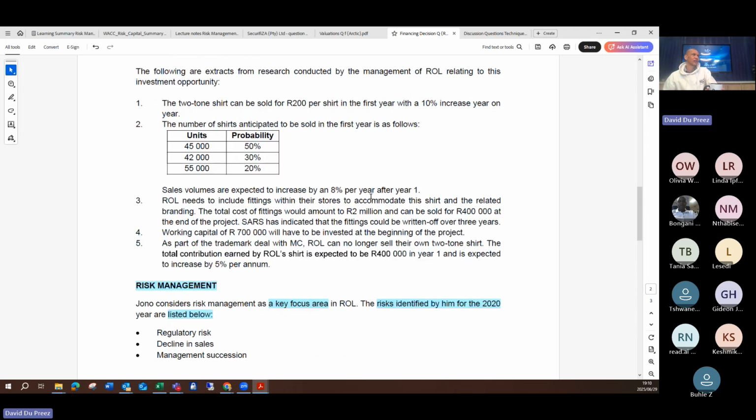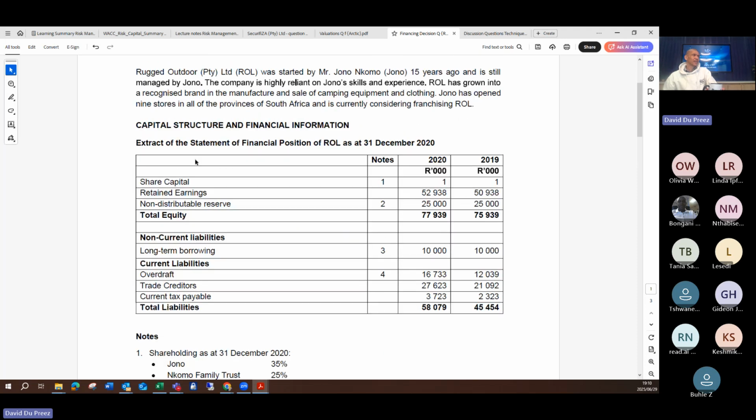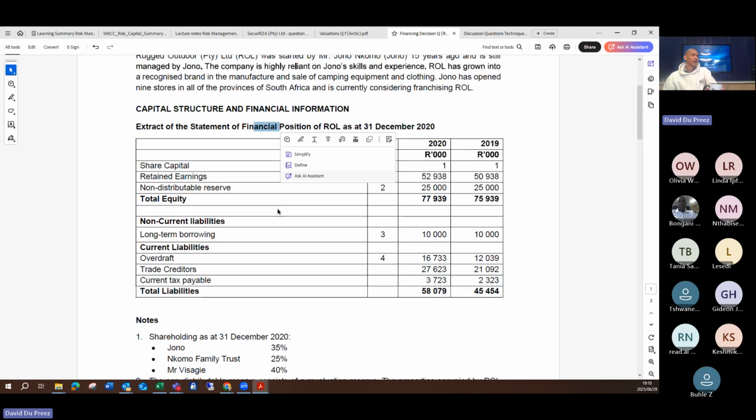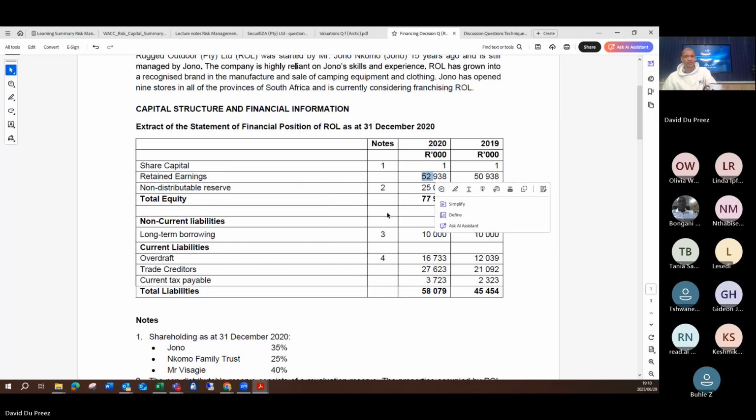So if I go into the details here, all right, here it is, and there's the capital structure and financial information. Here's the financial position, all right. There's your share capital, there's your retained earnings, there's your non-distributable reserve. Can you see there was the catch? Don't forget to include your non-distributable reserve in your equity. All right. Then you've got long-term borrowings, you've got overdraft, you've got trade creditors, current tax payable.